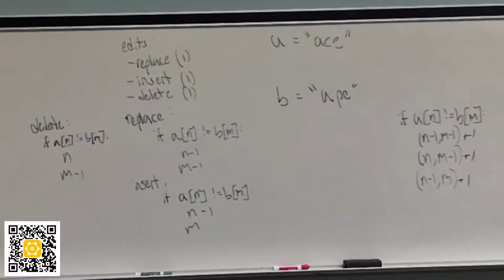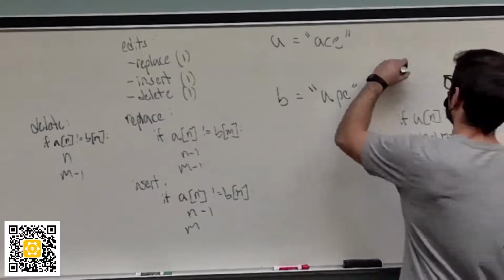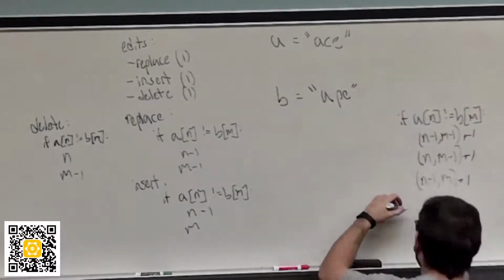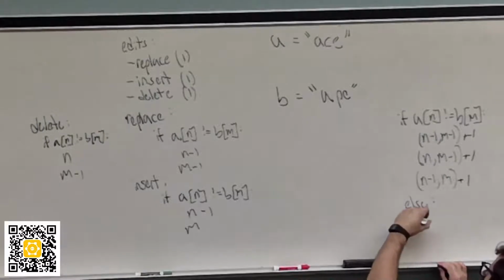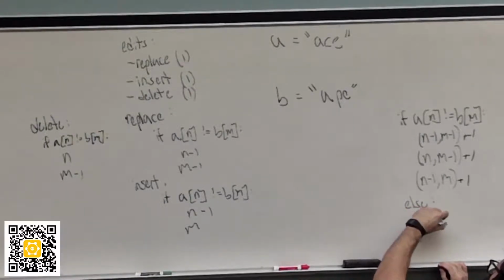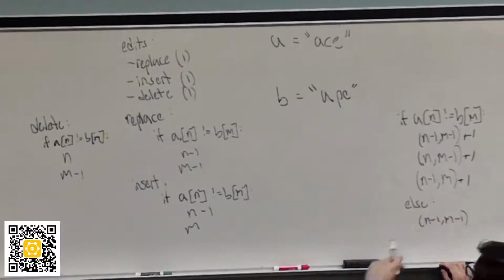Do you guys see how this is tying in to recursion? Because if they're not equal to each other, then recursively, we want to call these and then choose the minimum. If they are equal to each other, then we just return n minus 1. Well, not return. Try to solve the smaller section.